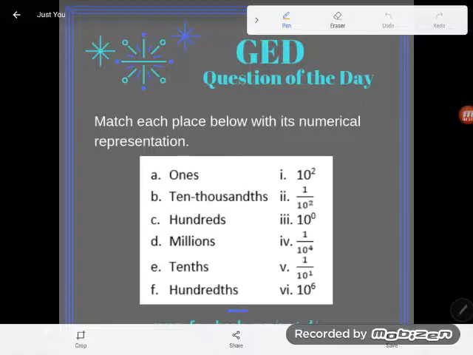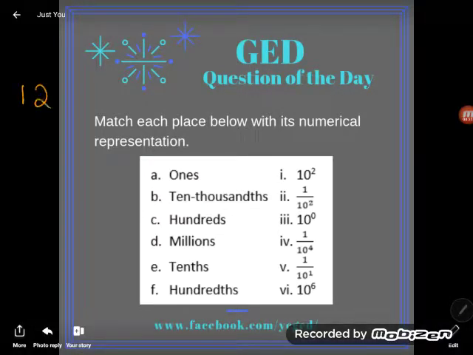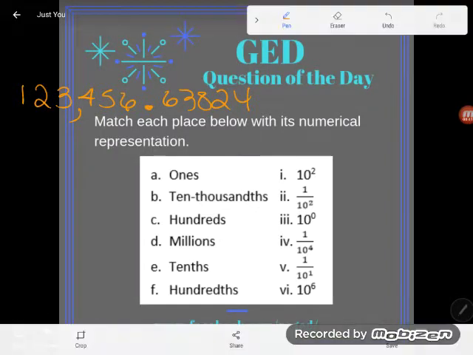So I'll just remind you that place value is based on powers of 10. Let me write a nice big long number: 123,456 and, oh my land, 63,824 hundred thousandths. Oh, that's a big number. But all I wanted to remind you of was that our places match up to our powers of 10.